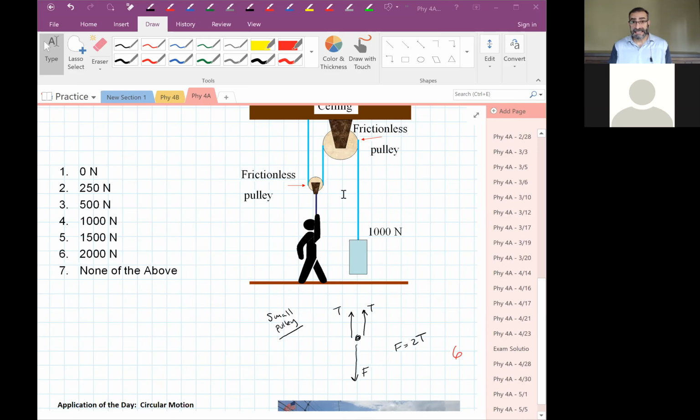But the key is, look at how much distance something moves. So in this case, when the person pulls down 1 meter on the pulley, when the little pulley moves down 1 meter, the box goes up 2 meters. Okay, that's kind of the key to mechanical advantage. In all the cases we've had up till now, when the person pulled 1 meter, come on, what's going on?